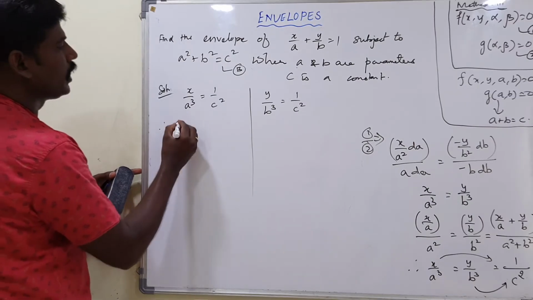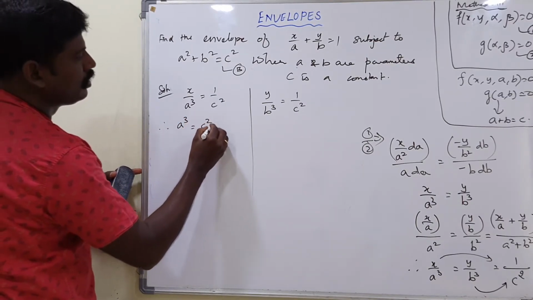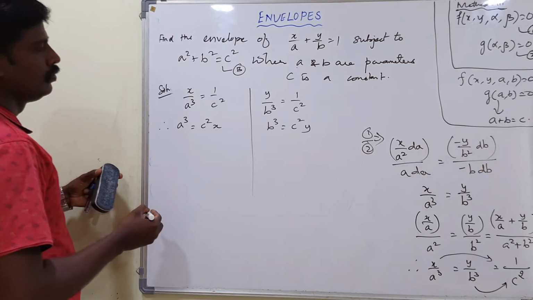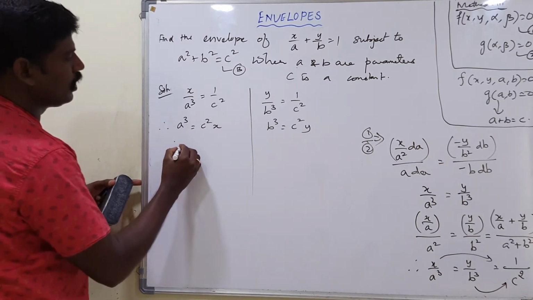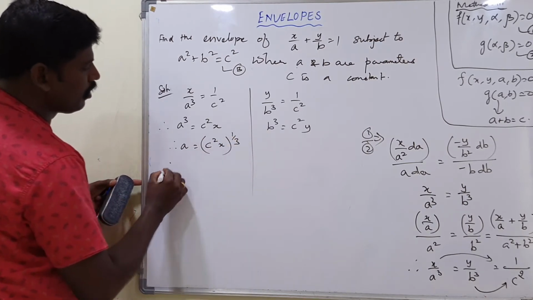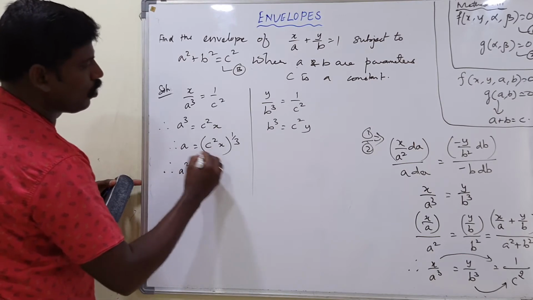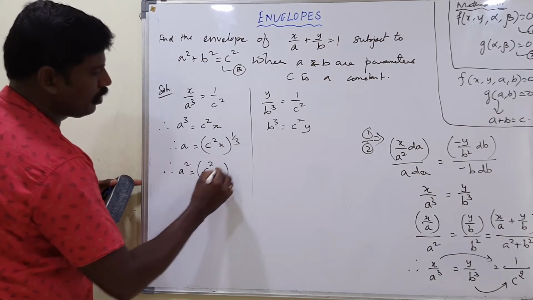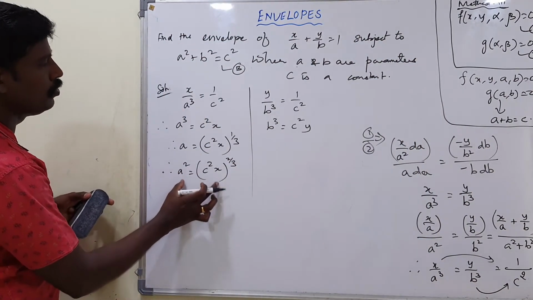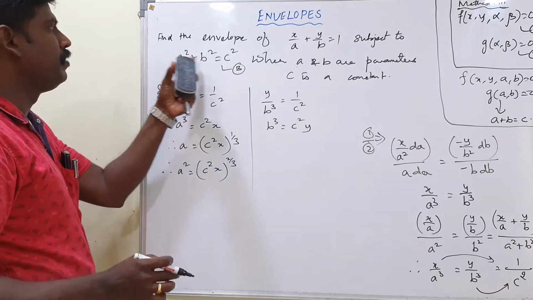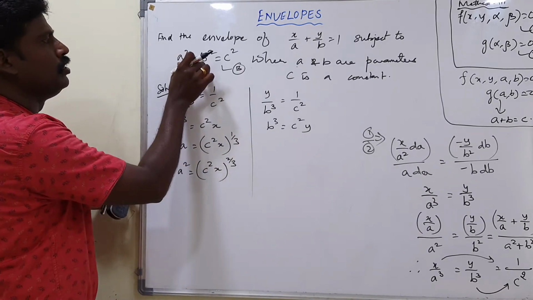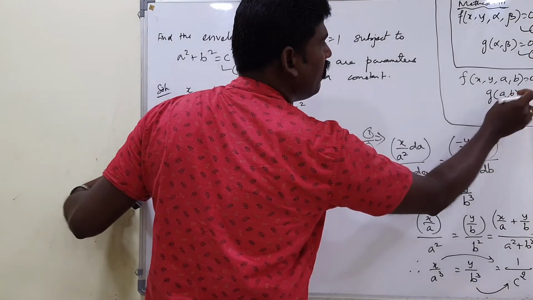Therefore, taking cross multiplication, what will you get? a cube is equal to c square x, b cube is equal to c square y. So taking cube root on both sides, a is equal to c square x to the power 1 by 3. Therefore, a square is, squaring on both sides, c square x to the power 2 by 3. Why am I finding a square from a cube? Because I am going to substitute this into the given relationship between a and b. So I need the value of a square. Similarly, I am going to find the value of b square and substitute it in this equation. a and b will be eliminated.